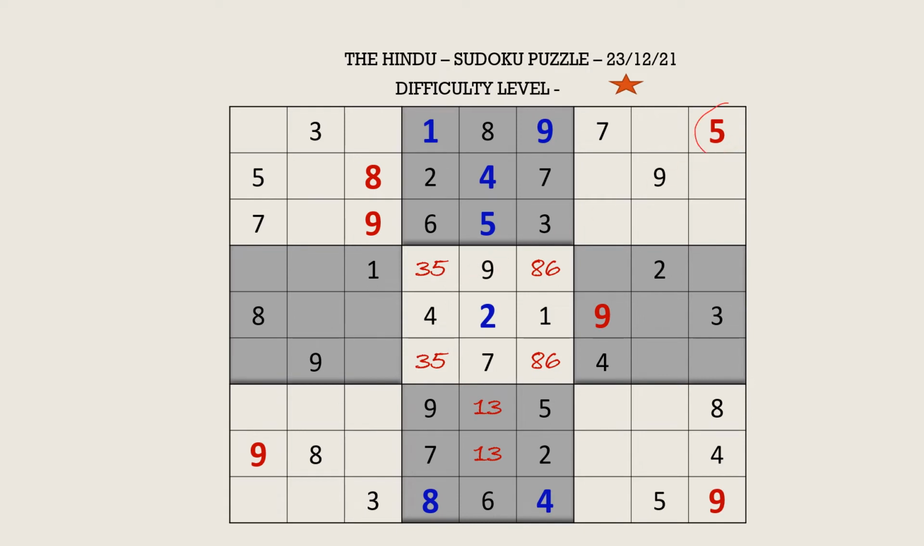So this 5 blocks here. This 5 blocks here. So this is a 5. This 5 cancels out the 5 here. This becomes 3 and this becomes 5. This 5 blocks here. This 5 blocks here. This is a 5.